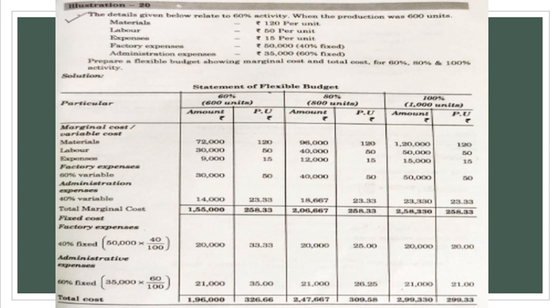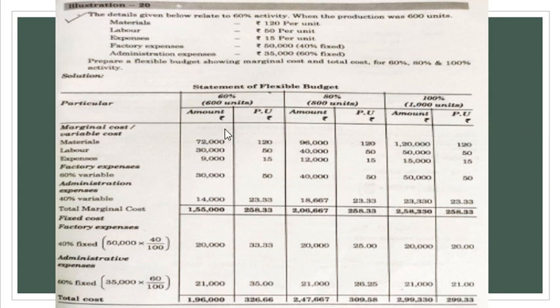So they've asked us to prepare a statement of flexible budget for 60%, which is 600 units, then for 80% and for 100%. We will start preparing the statement with particulars and columns for 60%, 80% and 100%. For 60%, the number of units is given, which is 600. For 80% you can easily find out through cross multiplication: if 60% is 600 units, then 80% is 80 into 600 divided by 60, which gives 800 units. The same applies for 100%: 100 into 600 divided by 60 gives 1000 units.